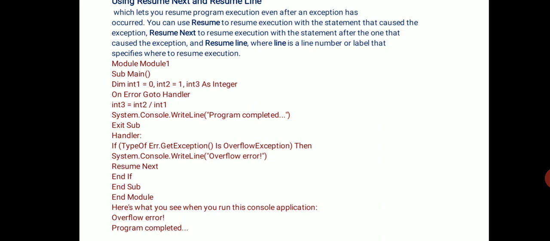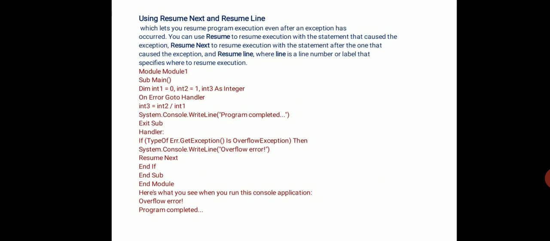So resume is used to resume the execution with the statement that caused the exception, and resume next will resume at the next line after where the exception was caused, and resume line will resume at the line or label specified in the resume statement. Okay, so here is one example.